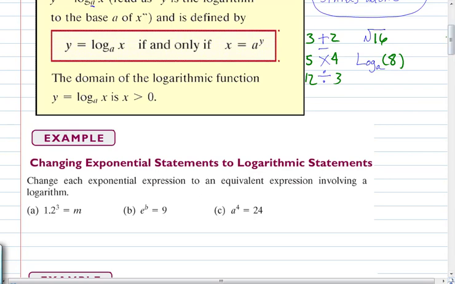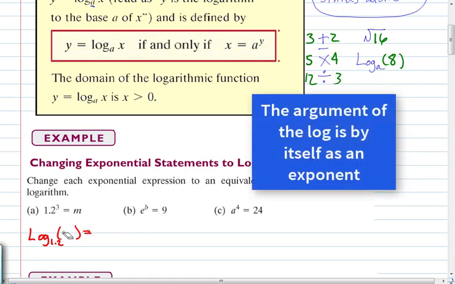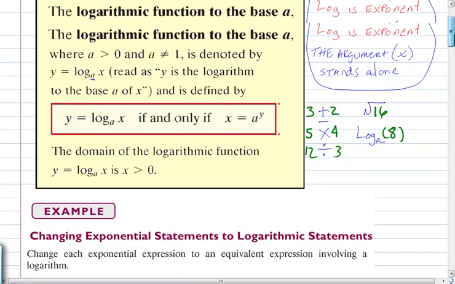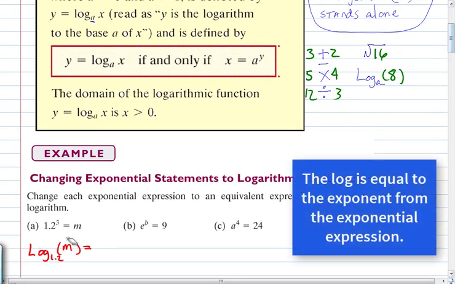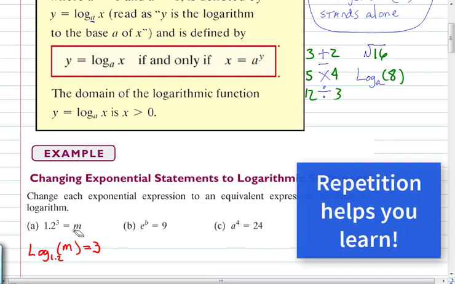So let's look at an example problem. Let's change an exponential statement to a logarithmic statement. Here's an exponent: 1.2 raised to the third equals m. So this becomes log base 1.2 of something equals something. What goes right here? The argument stands alone. That's why I wrote these things down up here. The base of the log is the base of the exponent. The log is equal to the exponent. So what this log is equal to is 3, the exponent. And then the argument stands alone. I'm going to repeat this enough that it's going to get stuck in your head.